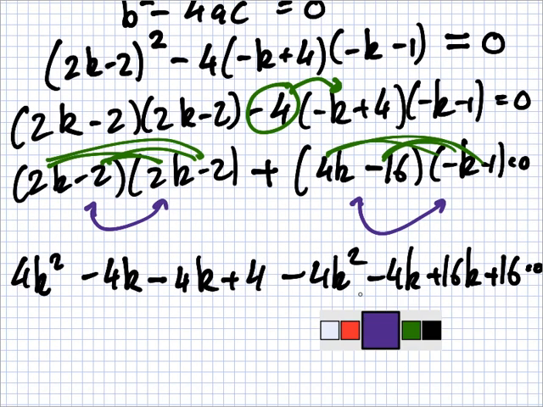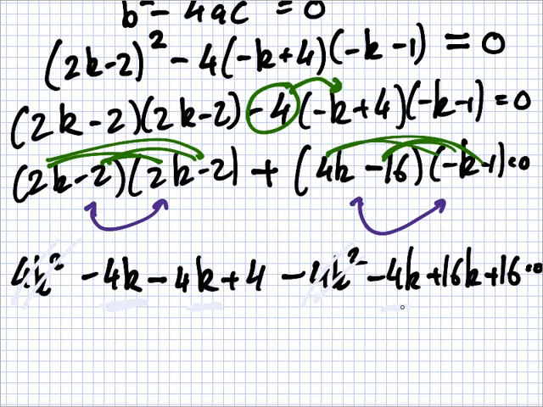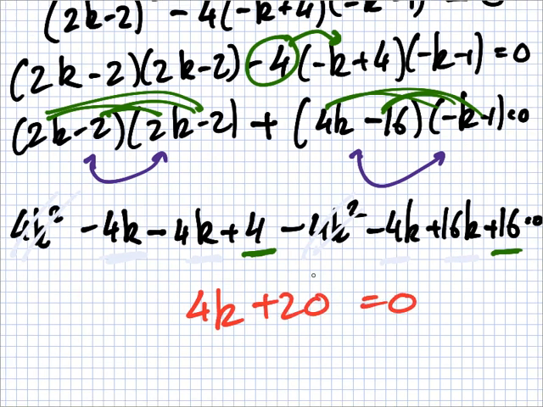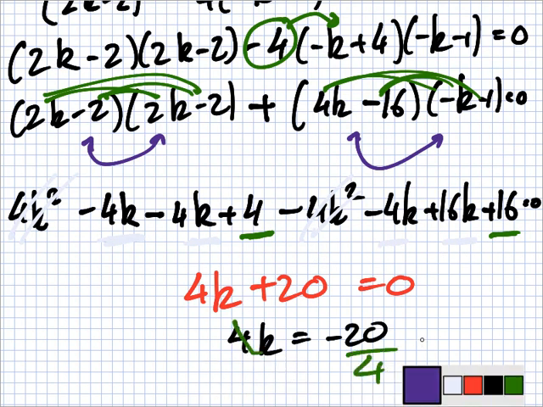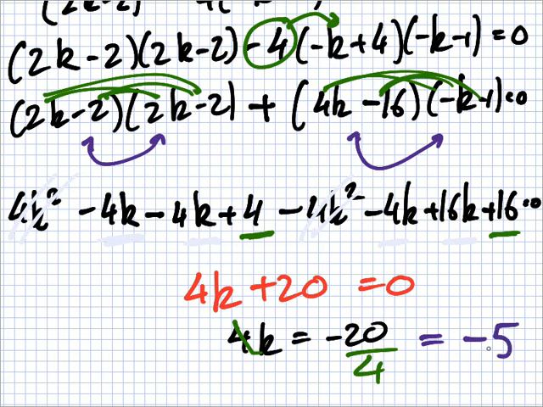Now this is really nice because they cancel. So that one cancels with that one. Minus 4k minus 4k minus 4k is minus 12k. Plus 16k is 4k. Plus 4 plus 16 is plus 20, isn't it? Equals 0. So then you get 4k equals minus 20, divide by the 4, and we get our final answer, k has to be minus 5 then, okay?